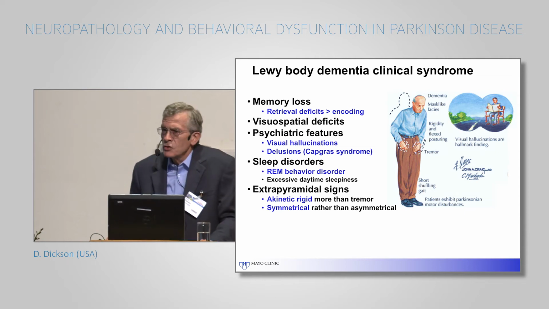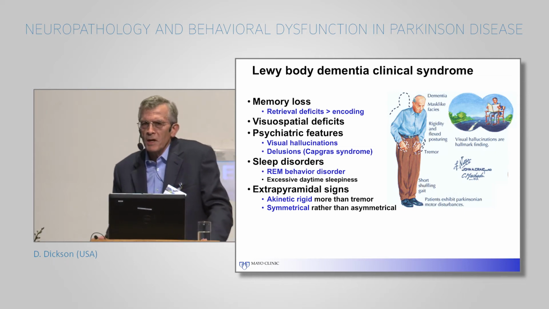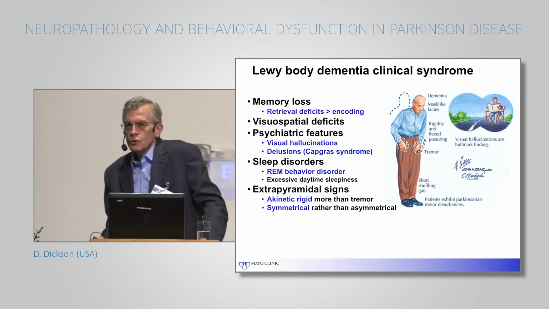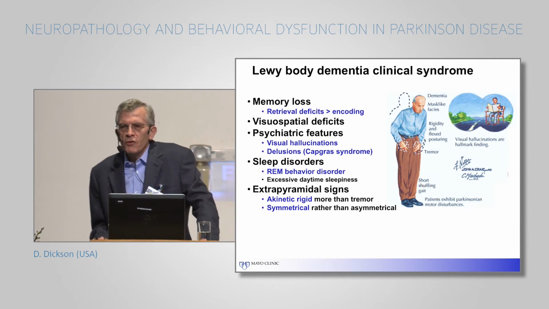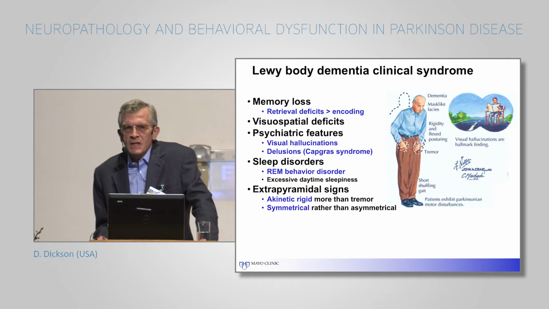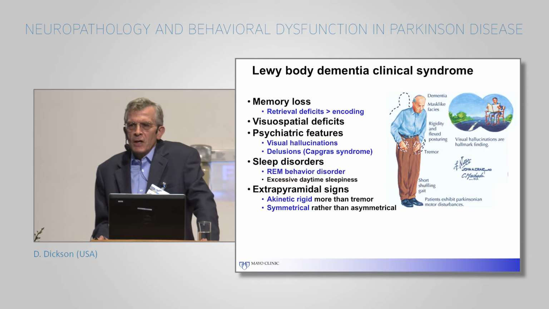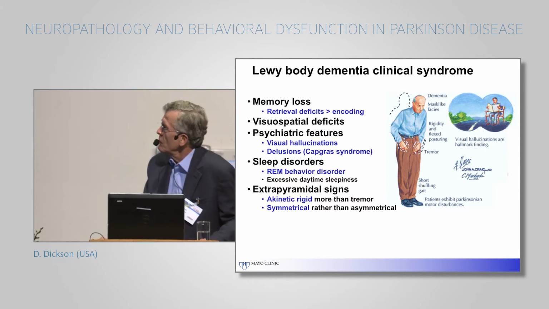They have psychiatric features: visual hallucinations, well-formed, non-threatening hallucinations, and delusions. One of the characteristic features of the delusions is the Capgras syndrome. I don't know if you're familiar with this. This is where the individual denies that their spouse or close significant other is who they are. They recognize them as looking like their spouse, but they don't believe that it is in fact their spouse, and this is called the Capgras syndrome, and it's very characteristic.